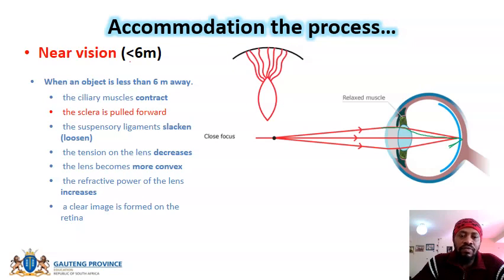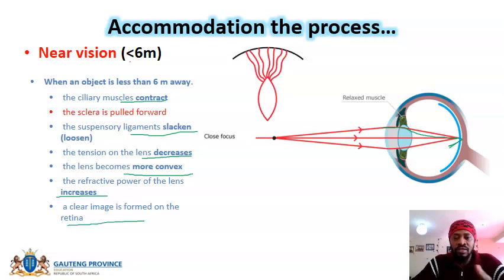Second question, how do I get there? How do I get to a convex lens? Ciliary muscles contract. The effect, suspensory ligaments slacken. The effect, tension on the lens decreases. The effect, the lens becomes more convex. And what does it do? It increases the refractive power of the lens to form a clear image on the retina. So that is what happens.